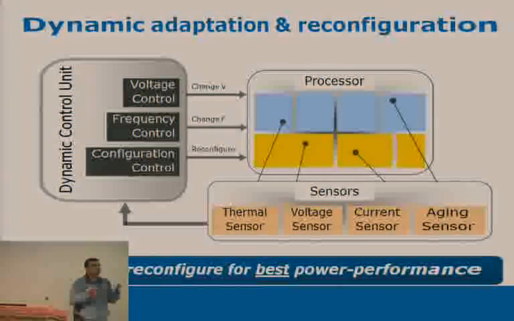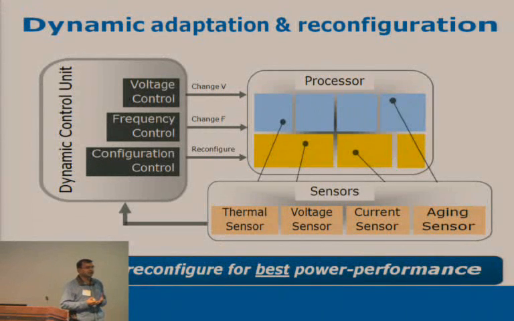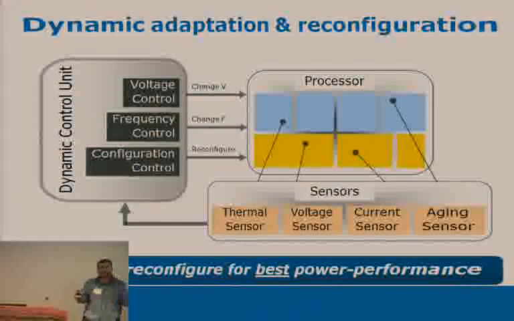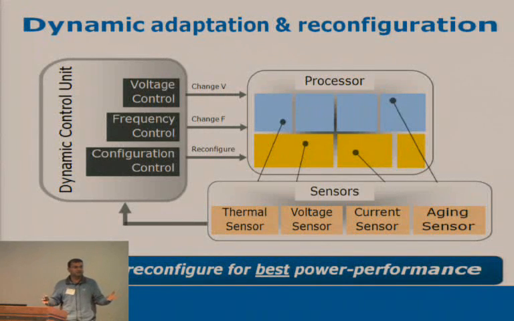Also, you can reconfigure the components in a way that's optimal for a usage scenario or a workload, depending on what's happening. So I think adapt and reconfigure for the best power performance at any point of time during the operational lifetime of the processor will be key going forward to really improve energy efficiency and at the same time not give up on performance.